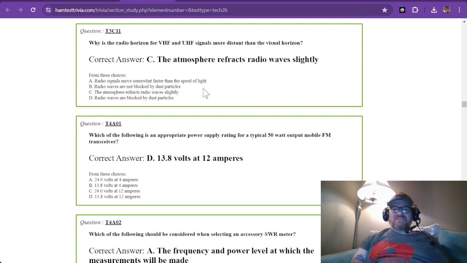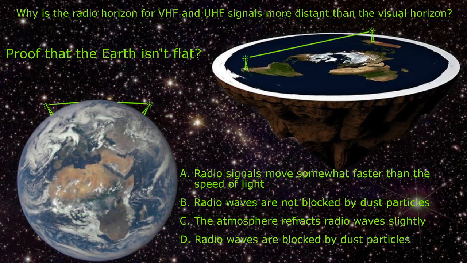And the last question, and I have a funny for this one, and it might offend some people, and I'm sorry if it does. Why is the radio horizon for VHF and UHF signals more distant than the visual horizon? And it is because the atmosphere refracts radio waves slightly. The picture that I have is proof that the Earth is not flat. So you have two antennas here on the round marble sized Earth, and those two antennas are not line of sight. They cannot see each other.